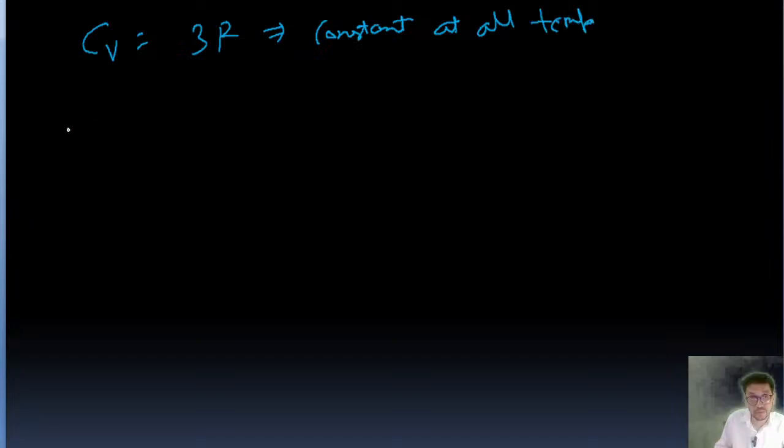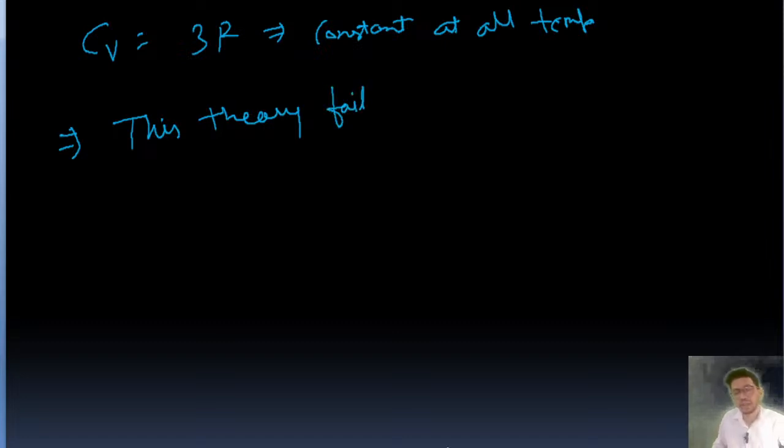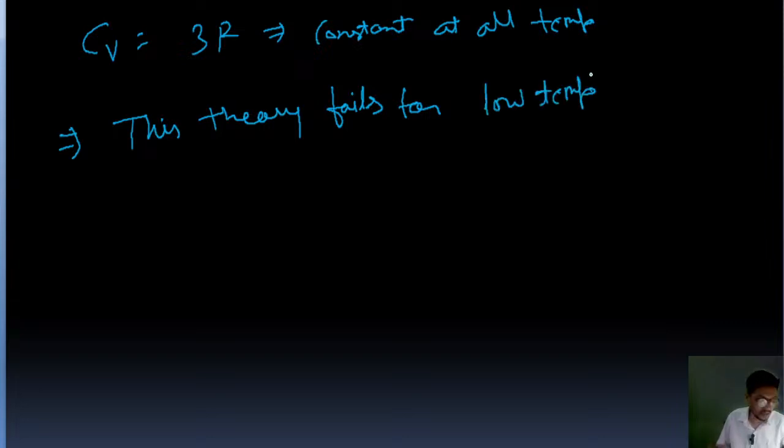But this is not the case. Experimentally we have found that it is constant only at high temperature. That implies this theory fails for low temperature, because at low temperature C_V is proportional to T cubed. So this theory fails for low temperature.